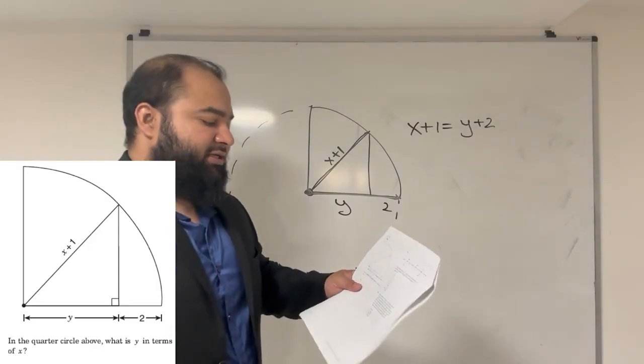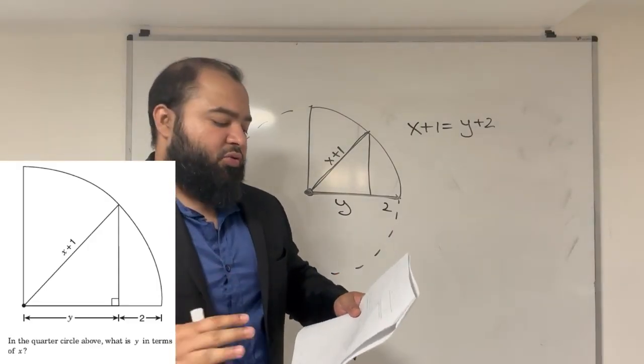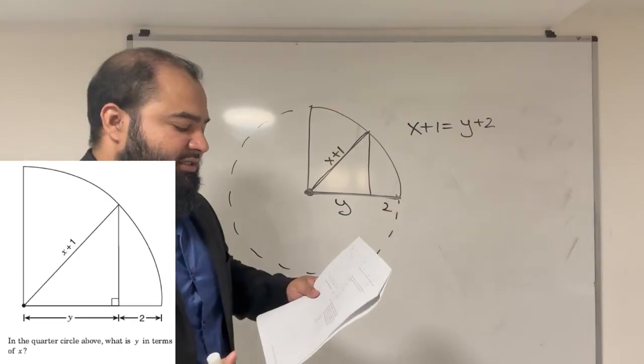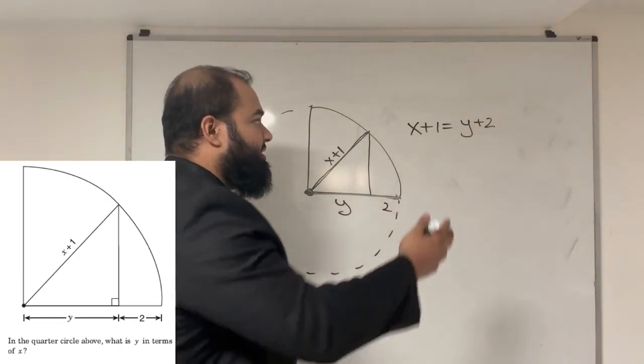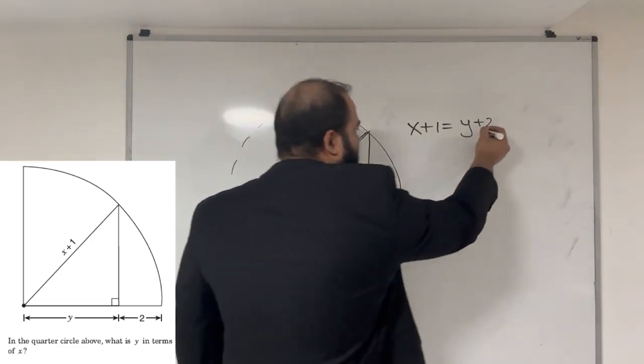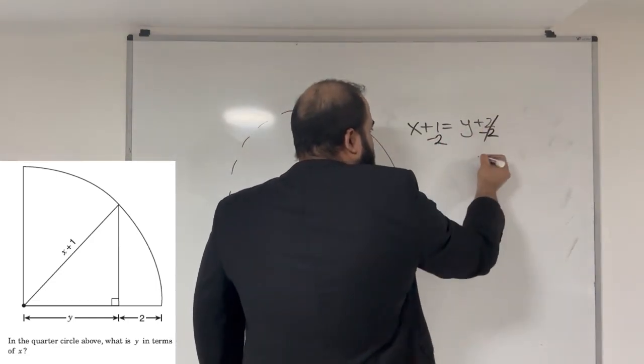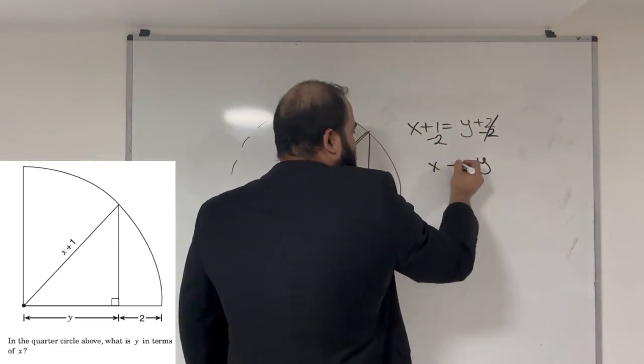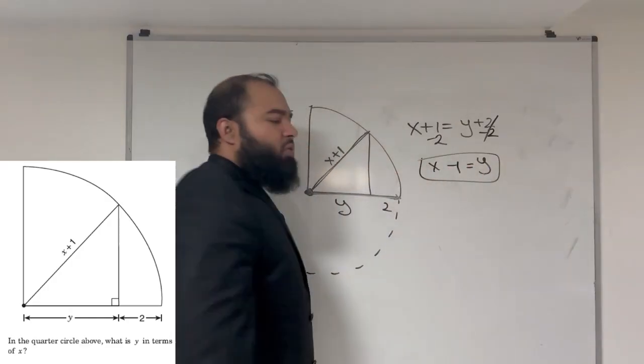Now look at the question. It says, what is y? Don't worry about the "in terms of x" part. Just say, what is y? So if you want to solve for y, you have to isolate y. So I'm going to minus 2 on both sides. So you get y equals x minus 1. And that's your answer. y equals x minus 1.